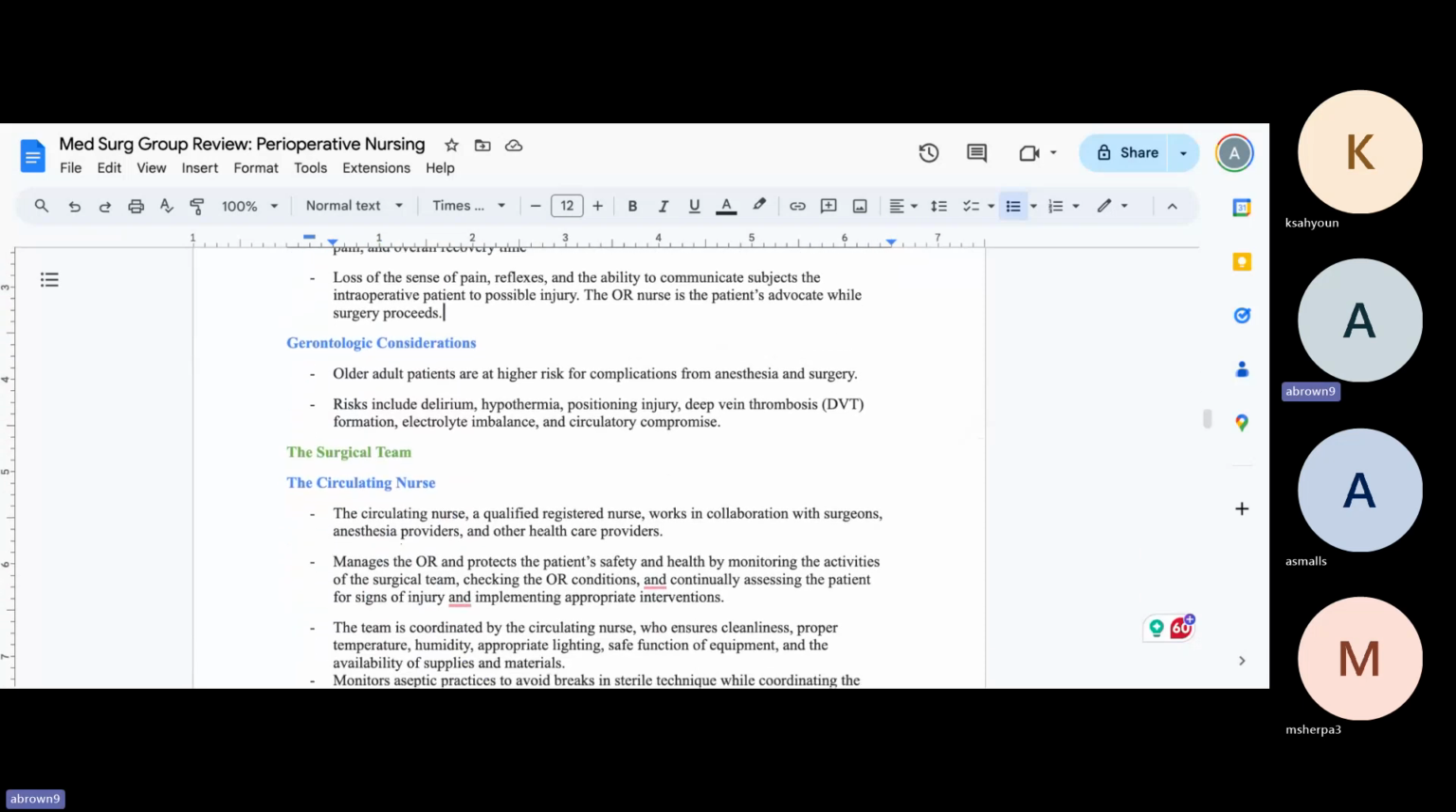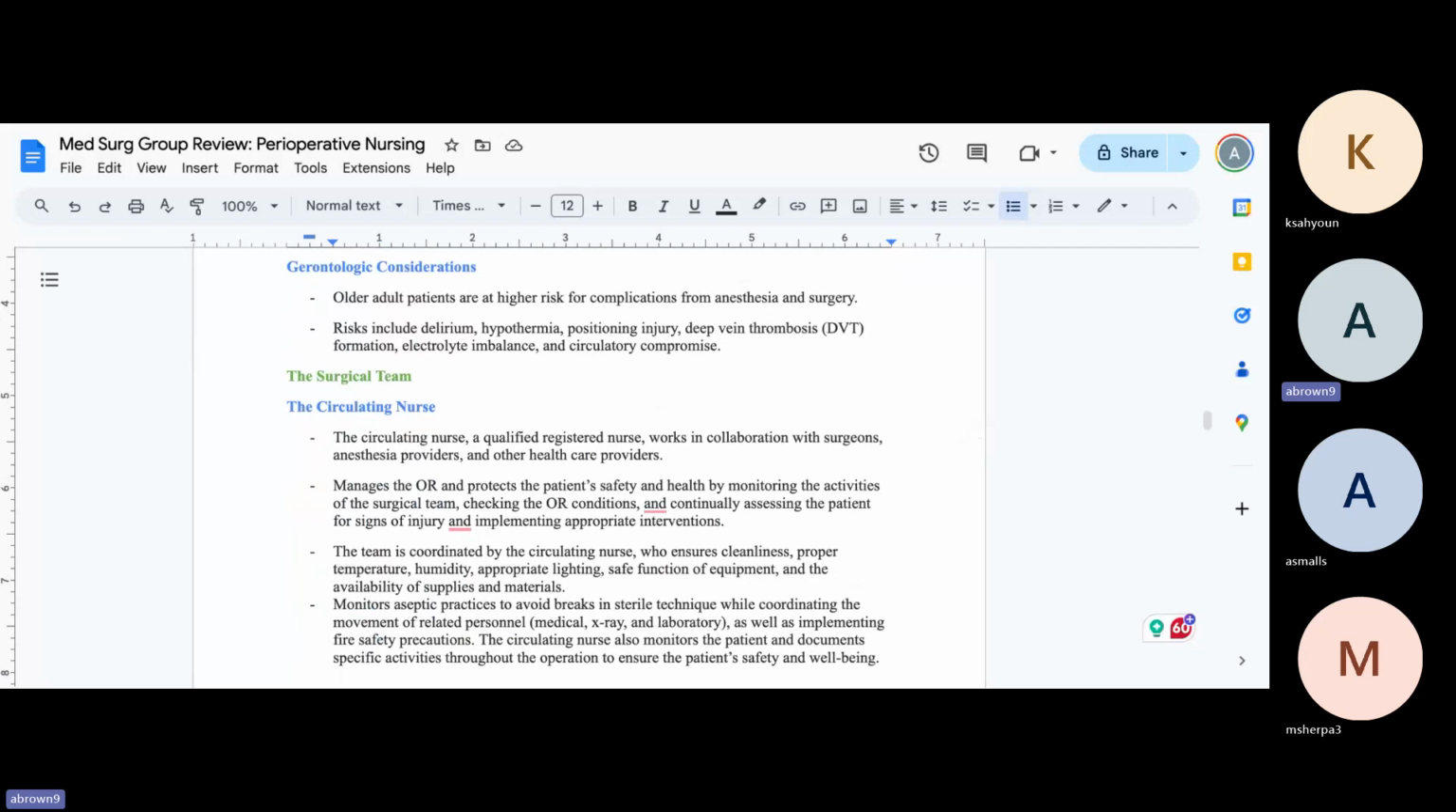So gerontological considerations. The older adult patients are at higher risk for complications from anesthesia and surgery. So here are some of their risks. They include delirium, hypothermia, positioning injury, pressure ulcers, deep vein thrombosis, electrolyte imbalances, and circulatory compromise.